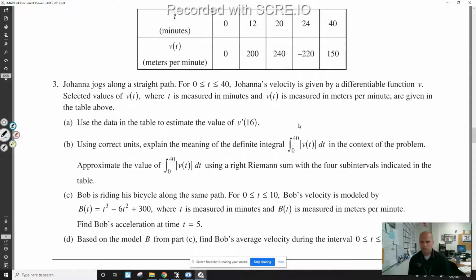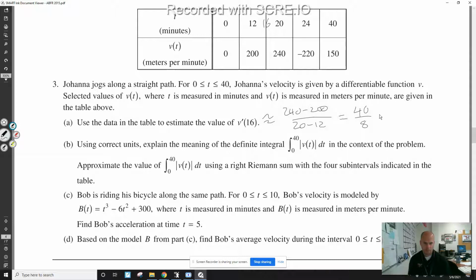Joanna's jogging. What's V prime of 16? 16 is smack dab between 12 and 20. The best approximation would be the average rate of change. They don't even ask you for units, but the units would be meters per minute squared. It's an acceleration. 40. This is question number 3, so you can't use your calculator. You would just go 40 over 8.